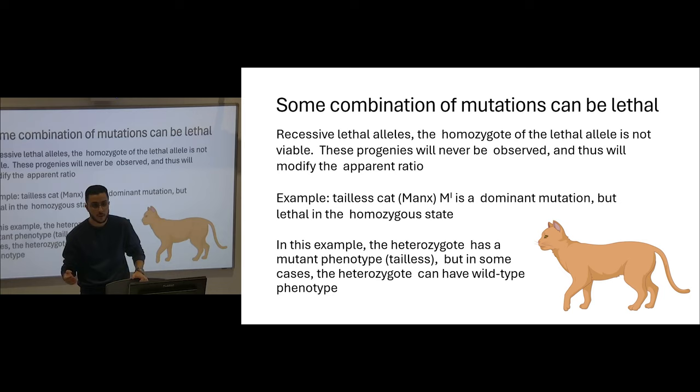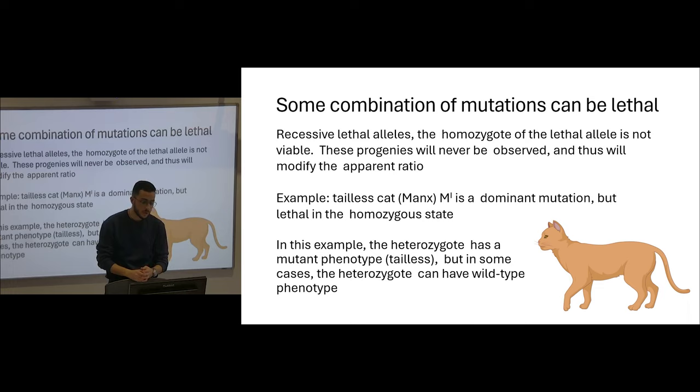When you have a situation like this, sometimes the heterozygous will also have a wild type phenotype. This is just how much each allele is producing in terms of protein, because they're not 100% 50-50 like you imagine it in your head, okay? Sometimes you will still see in the general population a wild type phenotype, even though it's heterozygous for this Manx allele, okay?